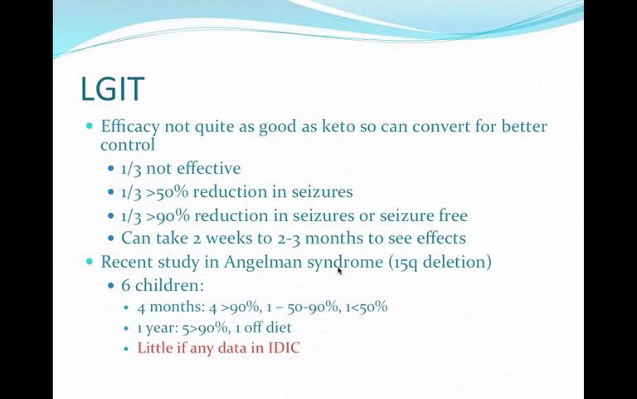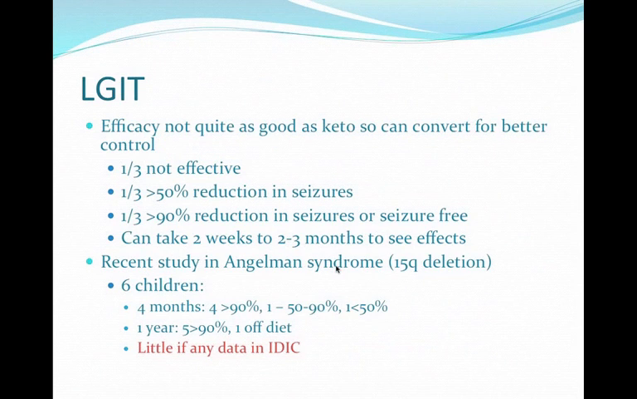So in general, for low glycemic, about a third is not effective. Either it doesn't work, or people just don't tolerate it, so they have to stop it. About a third we see 50 to 90% reduction in seizures, which is great. And then about a third of kids, 90 to 100% reduction in seizures. So some are even seizure-free. It can take a couple of weeks to kick in, but sometimes it might even take 2 to 3 months for the body to really convert and start using fats instead of carbs for its energy.